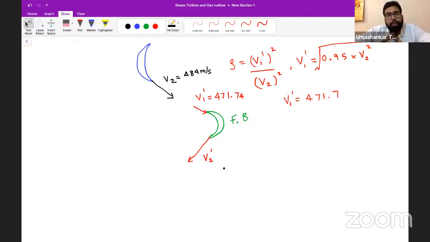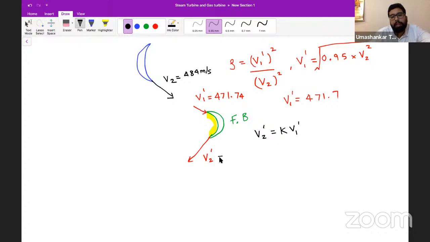Okay, so v2 dash. So here in this region I am highlighting what will come into play. This will be the path of the steam. Steam will deflect, change path, and will not strike the fixed blade. Yes or no? So in this region who will come into play? Our blade coefficient will come into play. So v2 dash will be found from the blade coefficient.